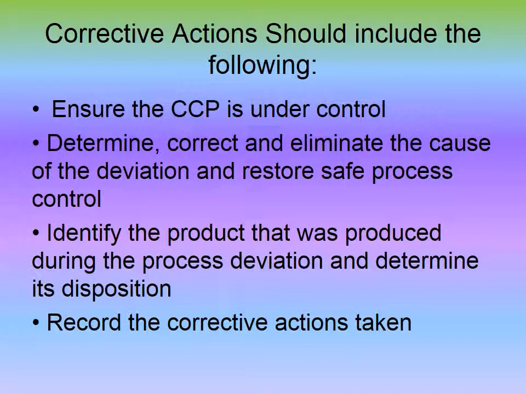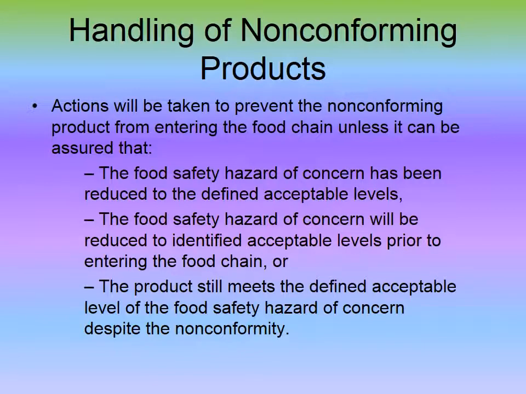So the corrective action should include the following. So we need to ensure the CCP is under control, determine and correct the cause of the deviation and restore the safe process control. We can identify the product that was produced and record the corrective action. Okay, handling of non-conforming product.